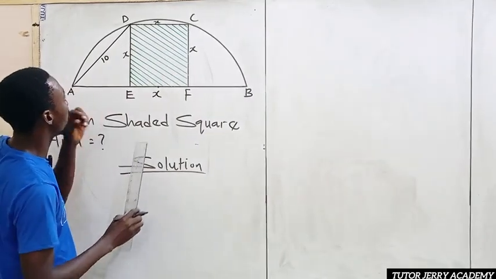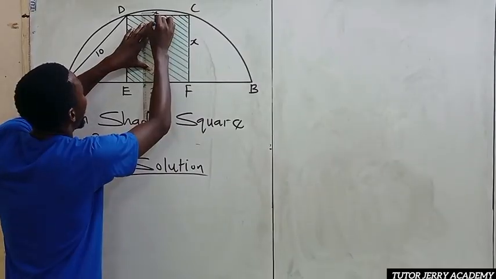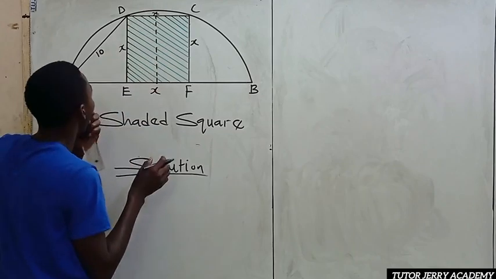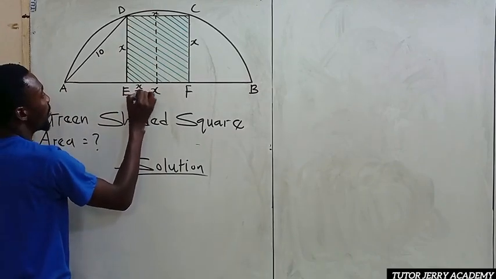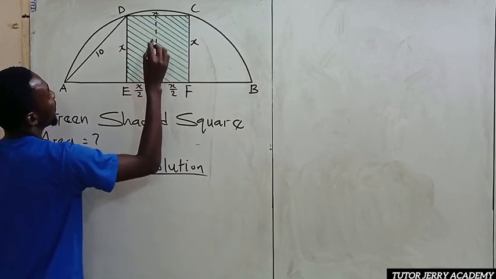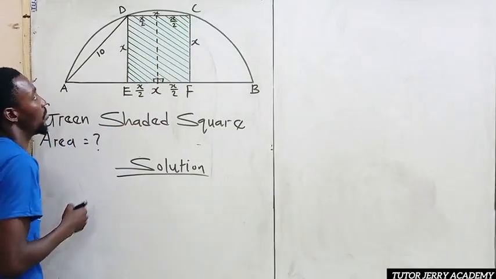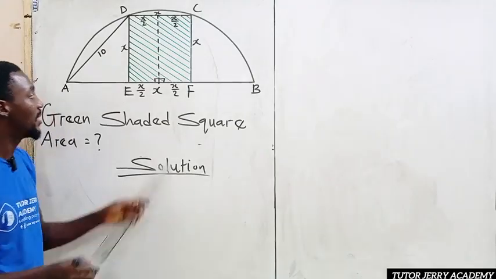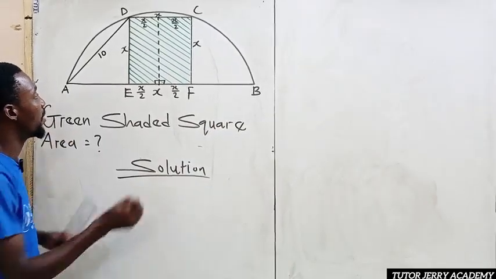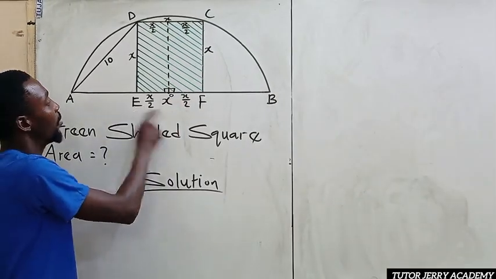So if I draw a line, it means that here I'm going to have x over 2, x over 2, and here a 90 degree angle, 90 degree here. Here I'm going to have x over 2, and here too x over 2. Let's call this point O. Don't forget, from E to F is x.